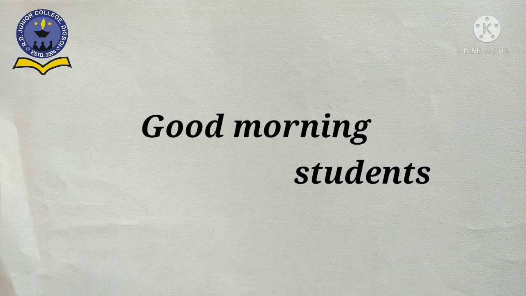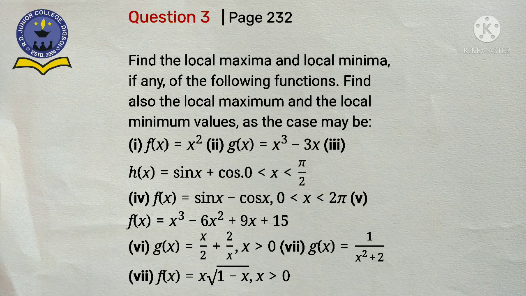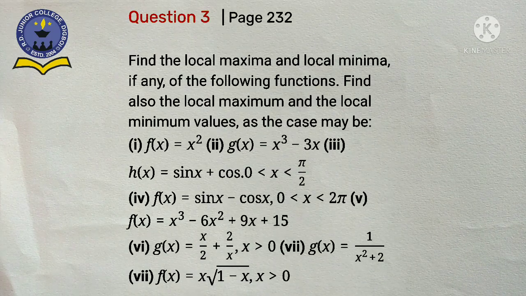questions. Now question number 5 is an algebraic question, and the question is given in this way: find the local maxima and local minima, if any, of the following functions. Find also the local maxima and local minima values as the case may be. In question number 5, f(x) equals x cube minus 6x square plus 9x plus 15. So this question we have to solve here.